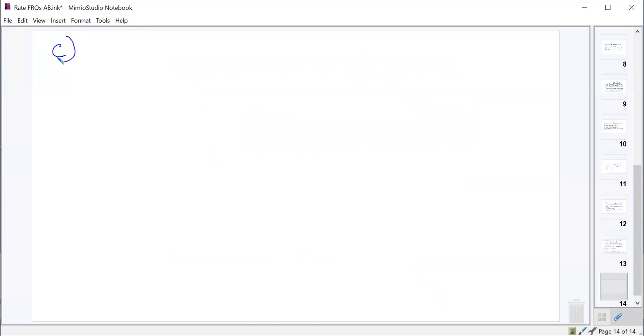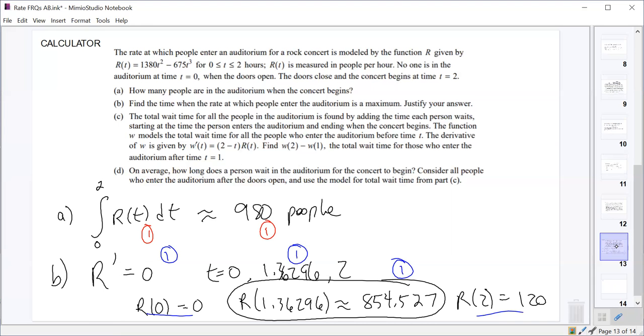Part C. The total wait time. So we have a total wait time. We add the time each person waits, starting at the time the person enters the auditorium and ending when the concert begins. Okay, exciting. W is the total wait time for all the people. The derivative of W is this. We want to find W of 2 minus W of 1. Well, if we're given the derivative of W and we want W of 2 minus W of 1, how could we set up an integral to find this value?